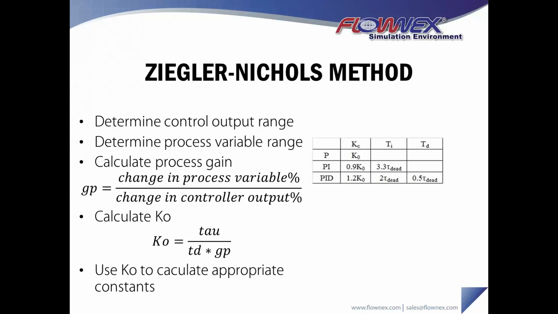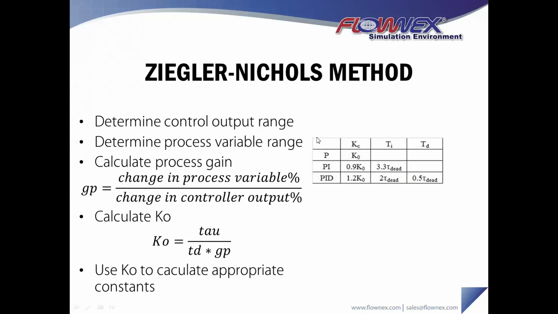And using these, you can determine the change in process variable as a percentage, the change in control output as a percentage, and divide these two to give you your process gain. Finally, you will calculate K0, which is calculated by using tau divided by your dead time times your process gain. And K0 is then simply used to calculate the P, PI, and PID constants according to this table.